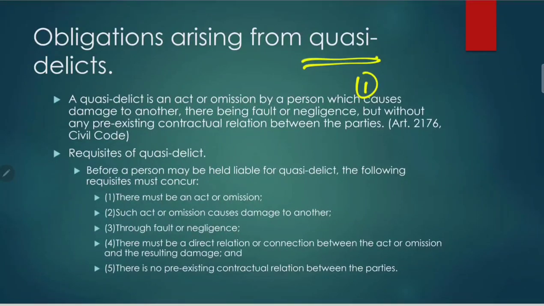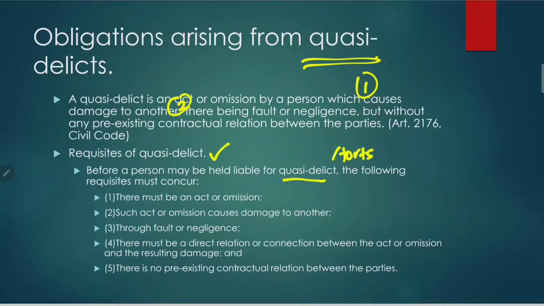There being fault or negligence. Pangalawang element, there being fault or negligence but without any pre-existing contractual relation between the parties. So, nandito sa baba ang requisites of quasi-delict. Before a person may be held liable for quasi-delict, other term for quasi-delict ay torts. The following requisites must concur.